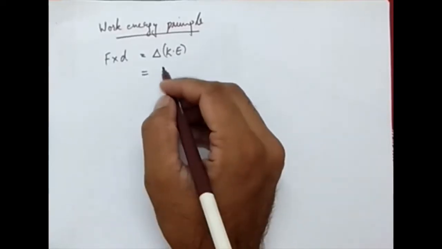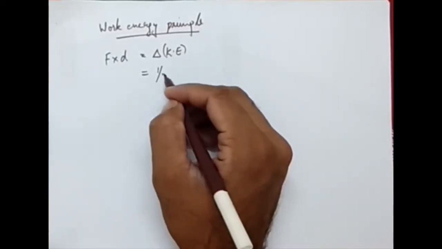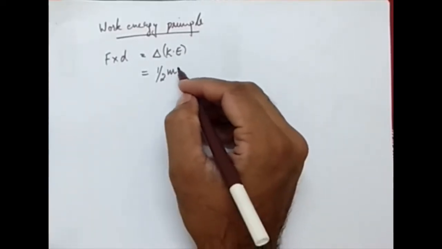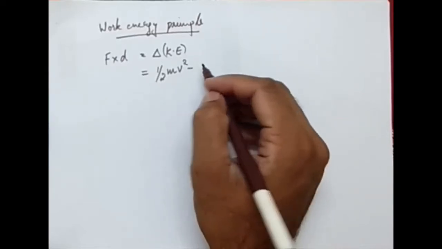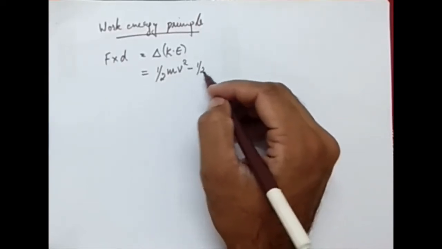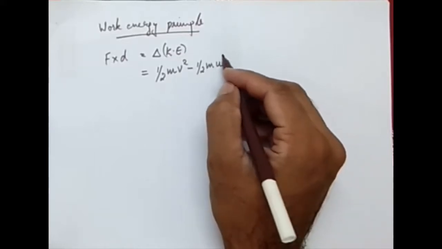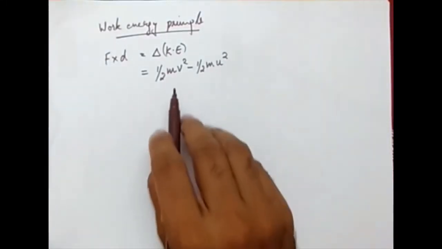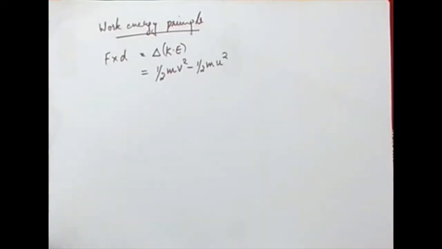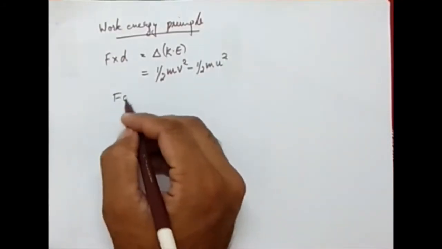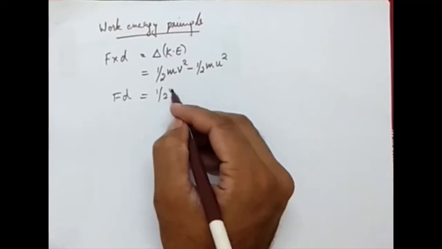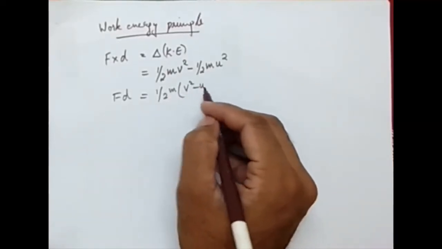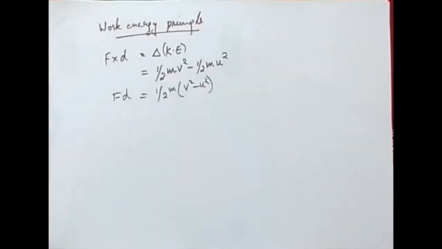For change in kinetic energy, we know that kinetic energy is given by half mv square. So when we are talking about change, it's going to be half mv square minus half mu square, where v is the final velocity and u is the initial velocity. So this expression can be written as half m into v square minus u square, which forms our expression for the work energy principle.